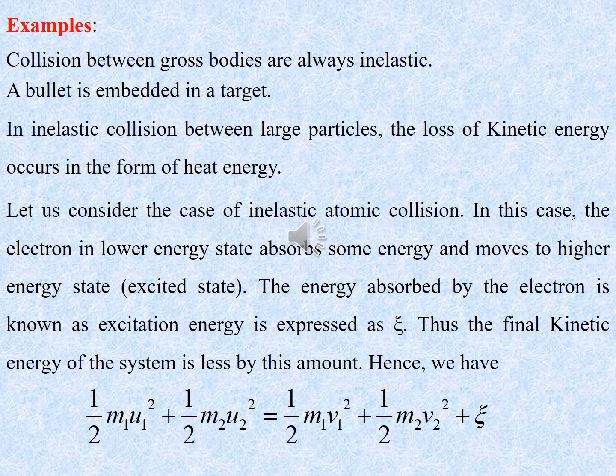Suppose the electron in a lower energy state absorbs some energy and moves to a higher energy state, that means the excited state. The energy absorbed by the electron is known as excitation energy, expressed as zeta. Thus, the final kinetic energy of the system is less by this amount. Hence, we have half m1 u1 square plus half m2 u2 square is equal to half m1 v1 square plus half m2 v2 square plus zeta.